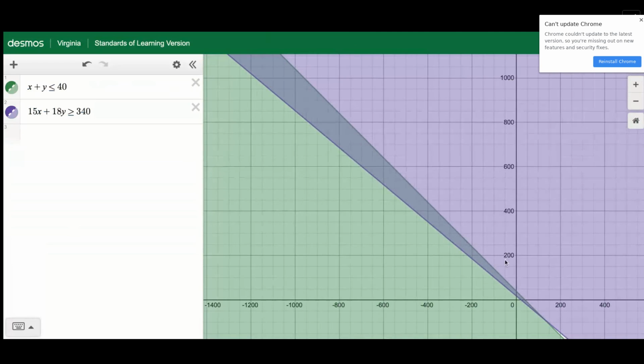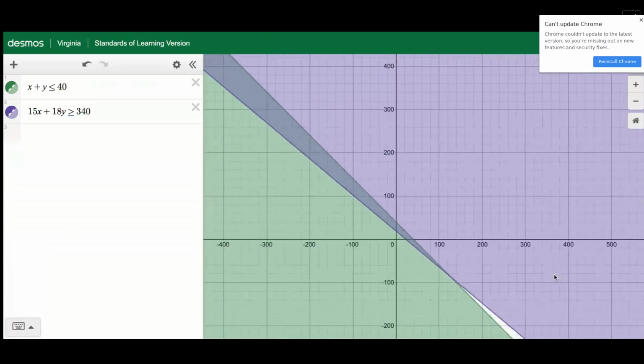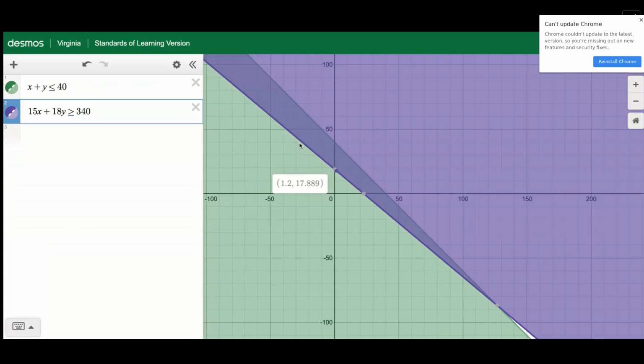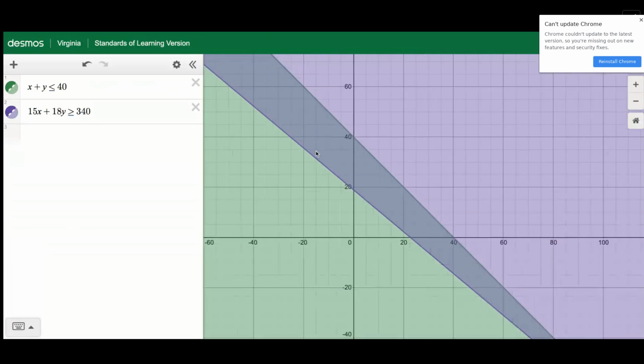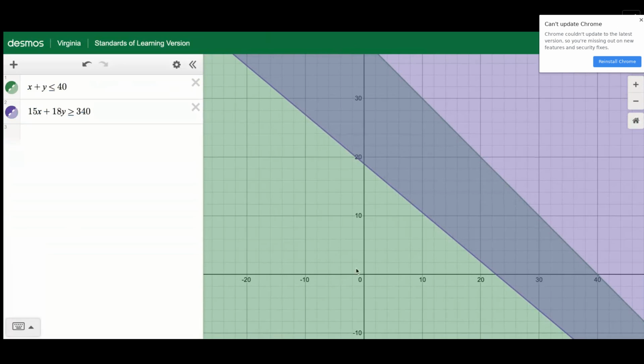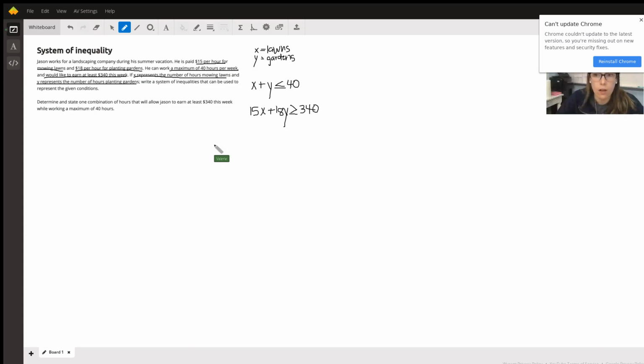Okay, so if I zoom in and I pick a point, let's say I want to pick a point from inside that region right there. So let's say I want to pick the point -10, 30. That would be a possible solution for this. Okay, so looking back at our problem, it says determine and state one combination of hours that will allow Jason to earn at least $340 this week while working a maximum of 40 hours.